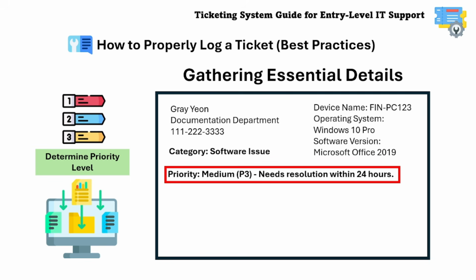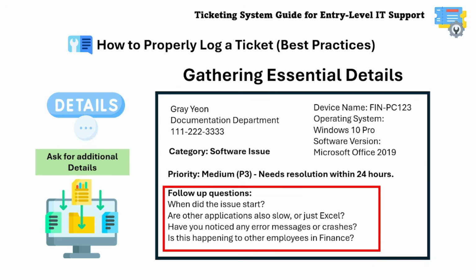Then determine the priority level like low, medium, high, or critical, and the urgency when it needs to be done. Then you can ask for additional details to diagnose the problem. For example, when did the issue start? Are other applications also slow or just Excel? Have you noticed any error messages or crashes? Is this happening to other employees in finance?